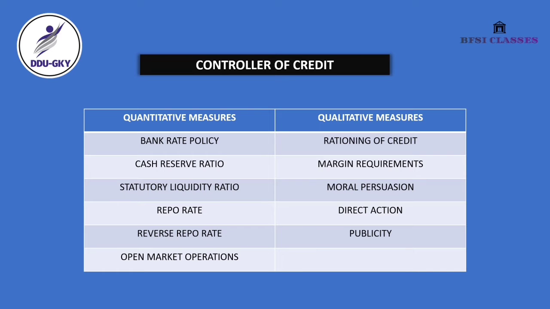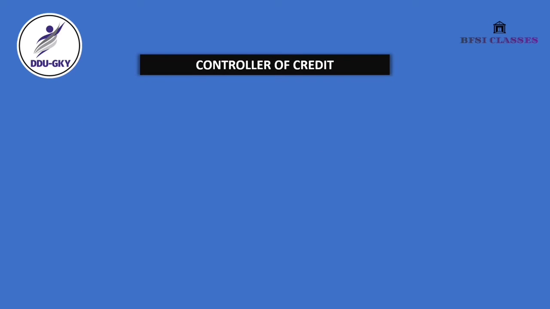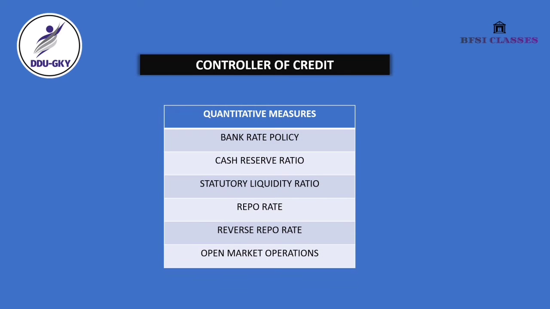Now, let us discuss these measures in detail. First one, quantitative measures. Quantitative measures refer to those measures in which RBI takes steps to correct money supply imbalances using various rates of interest. These are indirect measures to control inflation or deflation. By increasing or decreasing these rates, RBI indirectly controls inflation or deflation in the economy.